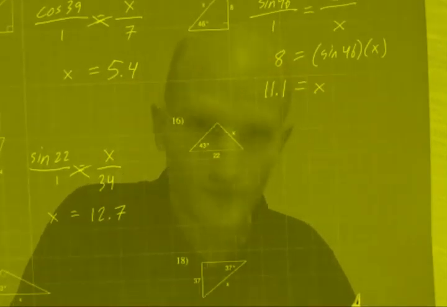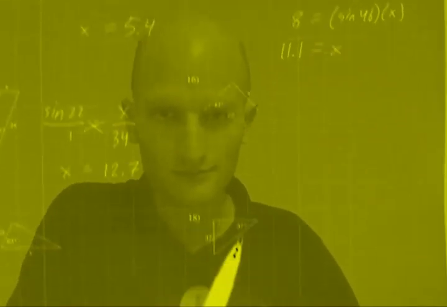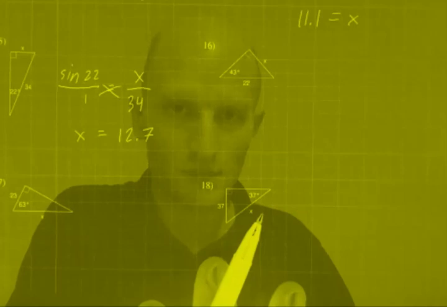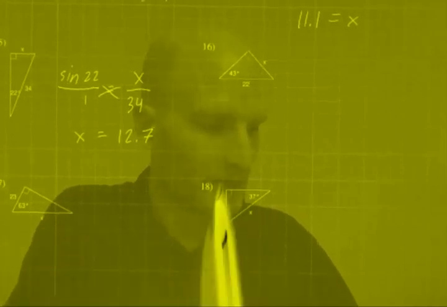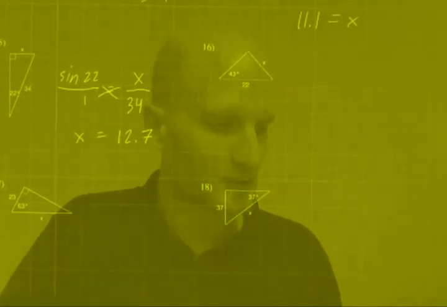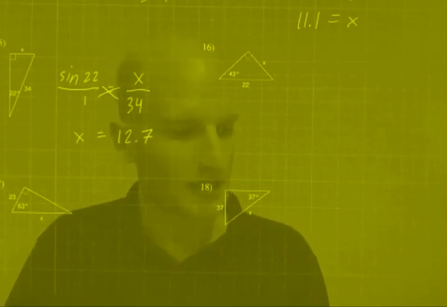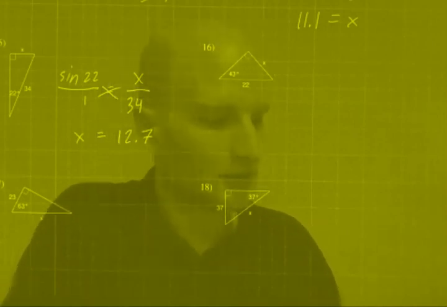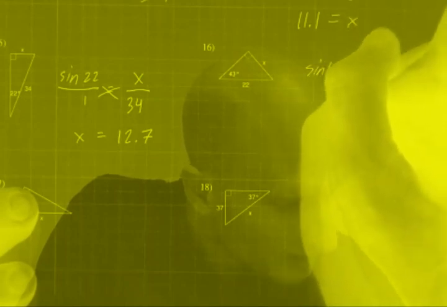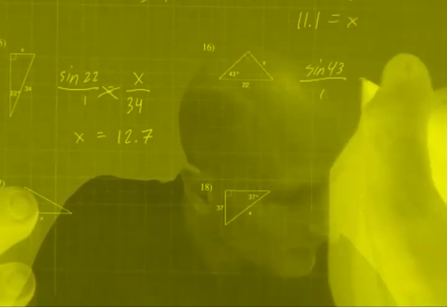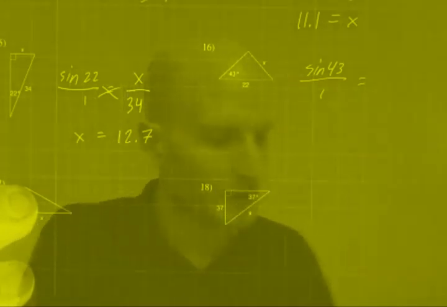We have an angle of 43 degrees. We have the opposite and hypotenuse. So this is a third sine in a row. So sine of 43 equals opposite x over 22.